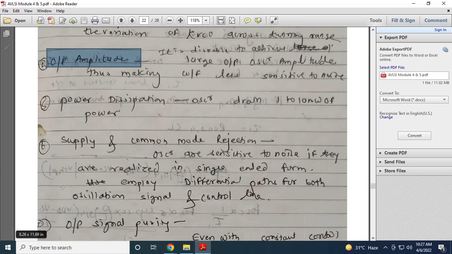Supply and common mode rejection. Oscillators are sensitive to noise if they are realized in a single-ended form. So we generally prefer a differential signal, to give the circuit immunity to noise.